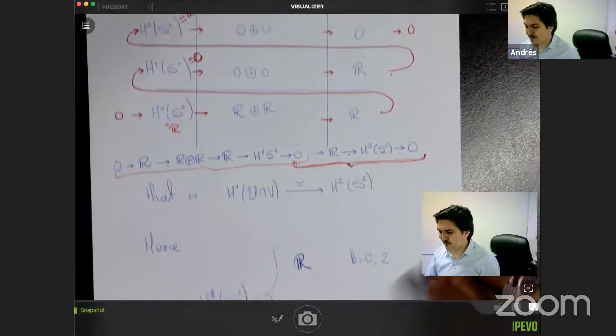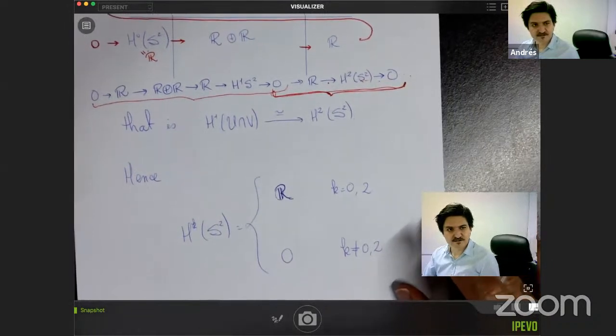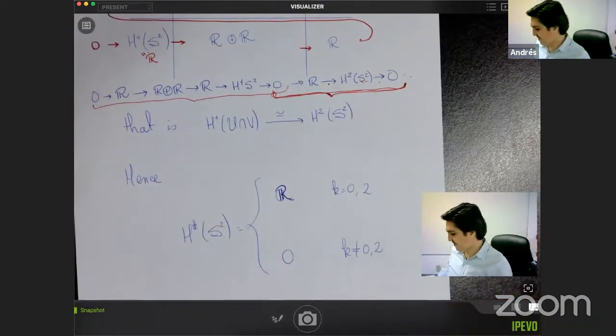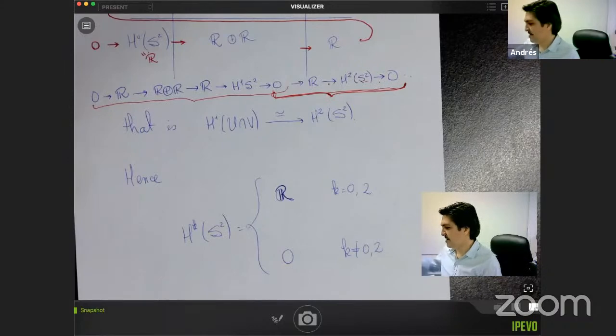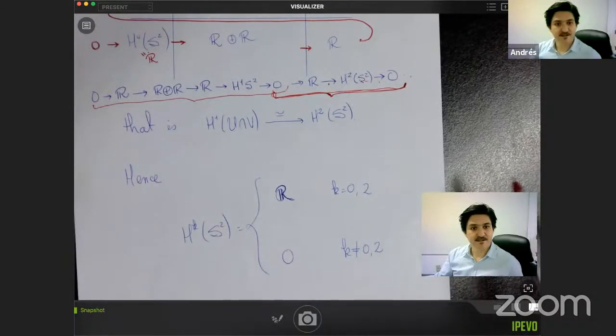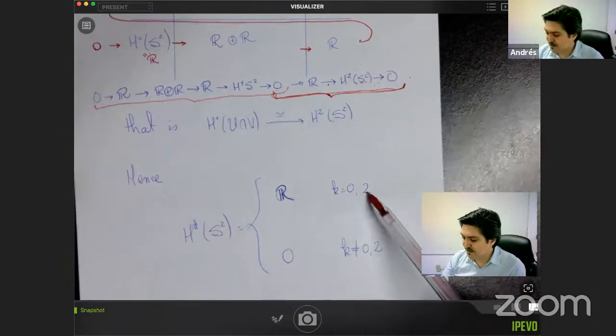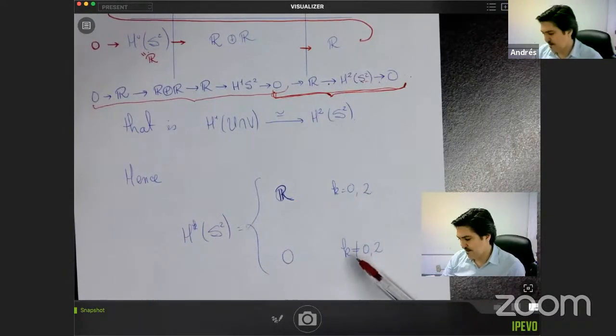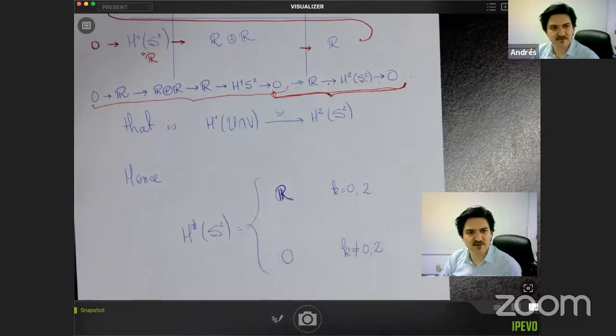And now you have the cohomology of the two-dimensional sphere. In degrees 0 and 2 it is R, and in the other degrees it is trivial.